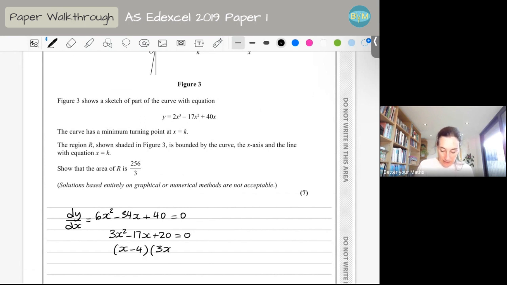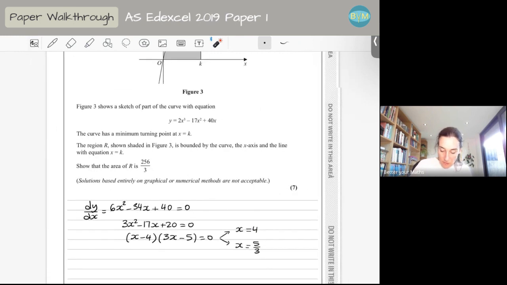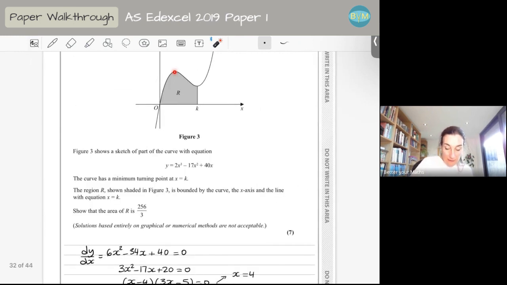So 3x minus 5 equals 0, which means one maximum or minimum is at x equals 4, and the other one is 5/3. 5/3 is smaller than 4, yeah? It's 1 point something. So this is the x of the maximum. This is the 5/3, and k is 4. Yeah, so I have two stationary points. One is the 5/3, which is here. The other is 4. So I'm going to integrate this function between 0 and 4.